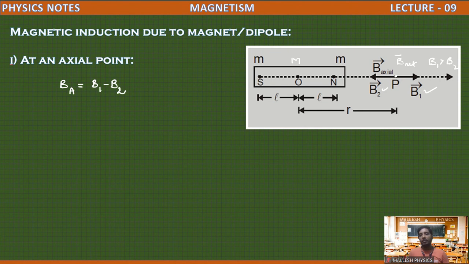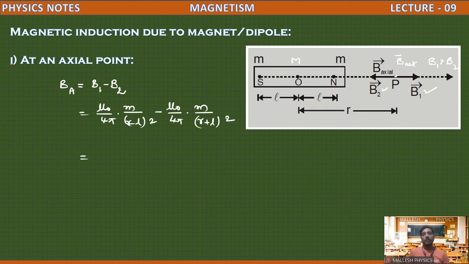B1 is the magnetic induction due to the north pole, that is mu naught by 4 pi into M by R minus L whole square, the pole strength being the same for both, minus B2, the magnetic induction due to the south pole, that is mu naught by 4 pi into M by R plus L whole square. Now take mu naught by 4 pi and M common: 1 by R minus L whole square minus 1 by R plus L whole square.